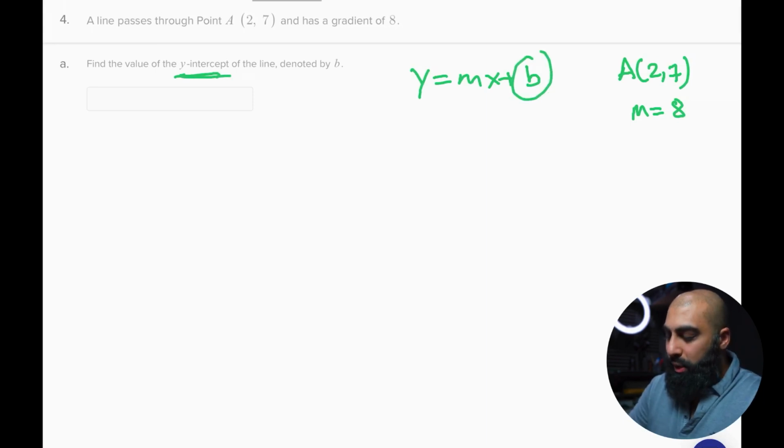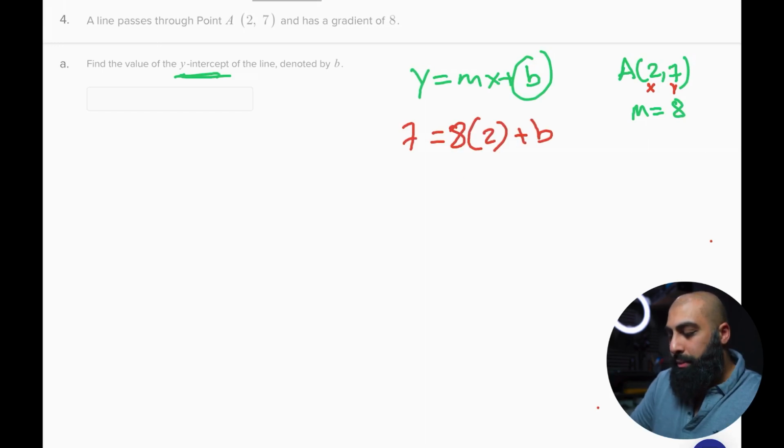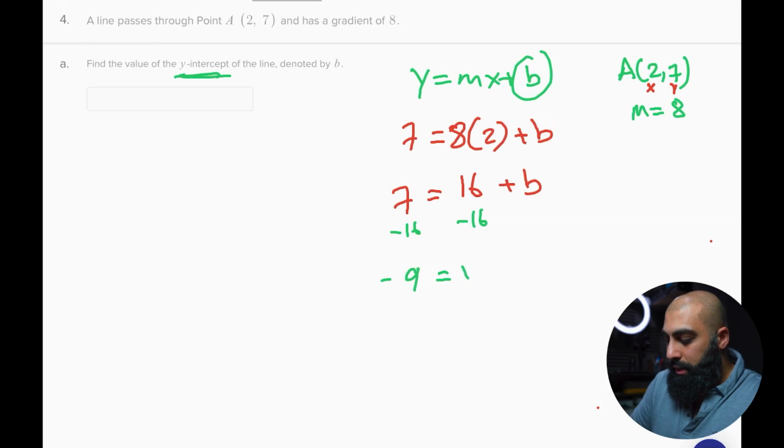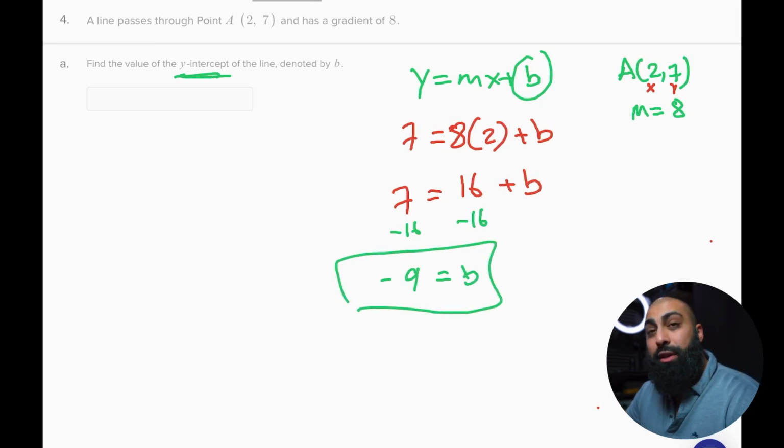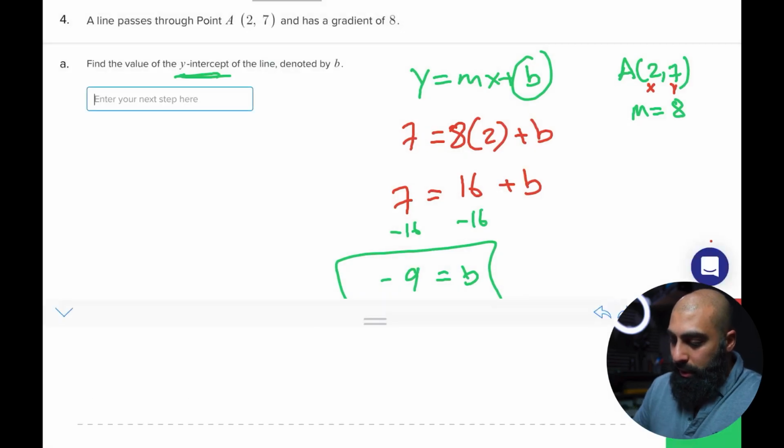Okay, so we're trying to find out the value of this b. So this is what we'll do. We'll substitute the values that we do have. We have x and y. Let's put those into the equation. So I've got 7 is equal to 8 times 2 plus b. 8 times 2 is 16. 7 equals 16 plus b. What I can do here now is minus the 16 from both sides. So I get minus 9 is equal to b. Okay, so the value of b in this case would be minus 9. So let's put that into the equation here. b is equal to minus 9.